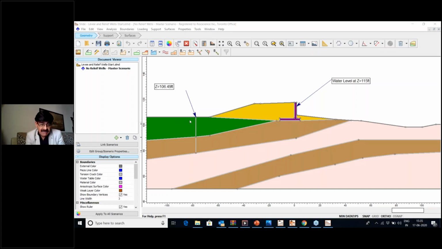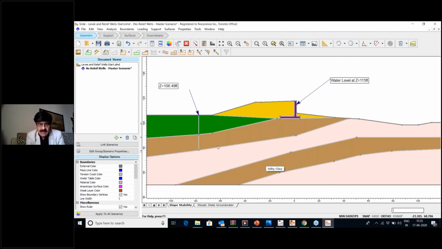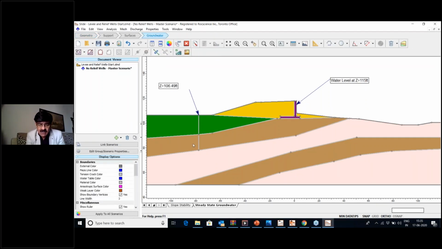Okay, let's carry out the finite element analysis, for which we have to specify certain things. Groundwater, the method would be steady state finite element analysis. Okay. So as soon as we choose that option, another tab opens here for steady state groundwater. This is for slope stability, and this is for steady state groundwater. And as you would know, in finite element analysis, we have to create a mesh, divide the area of interest in mesh.